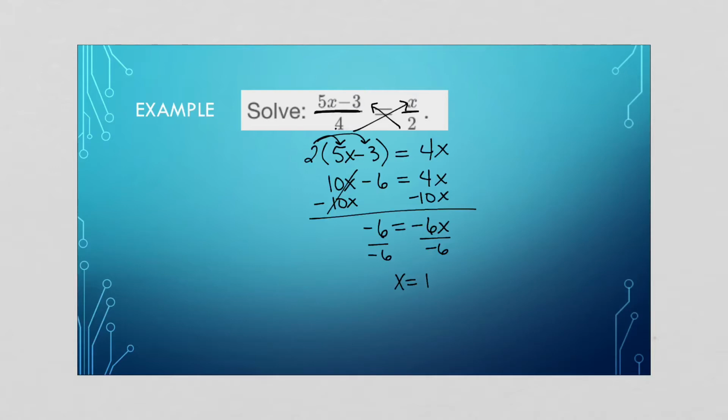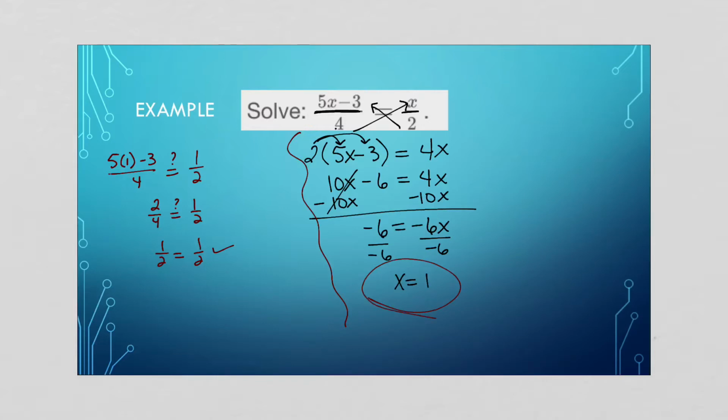Alright, so let's check our work. I'm going to put 1 in everywhere I see x and see if it makes a true statement. Okay, so 5 times 1 is 5. 5 minus 3 is 2. And whenever I reduce 2/4, I do get 1/2. And those are equal to each other, so that is my answer.